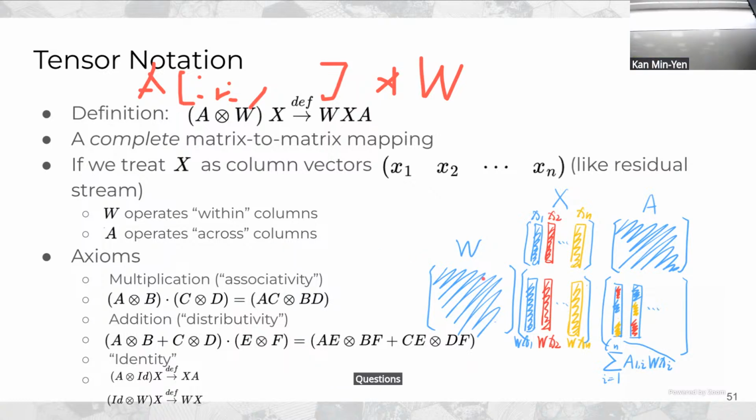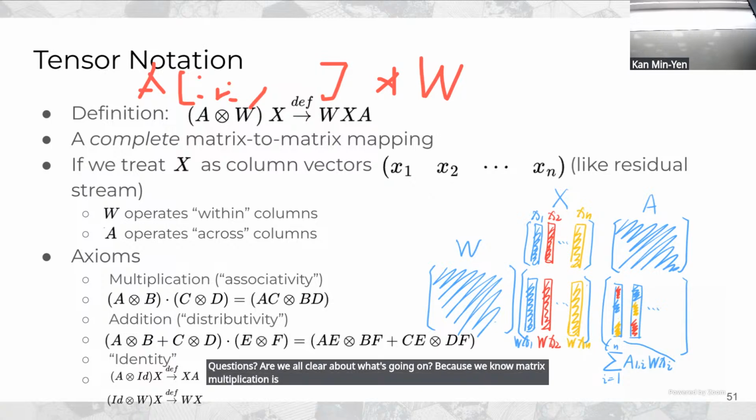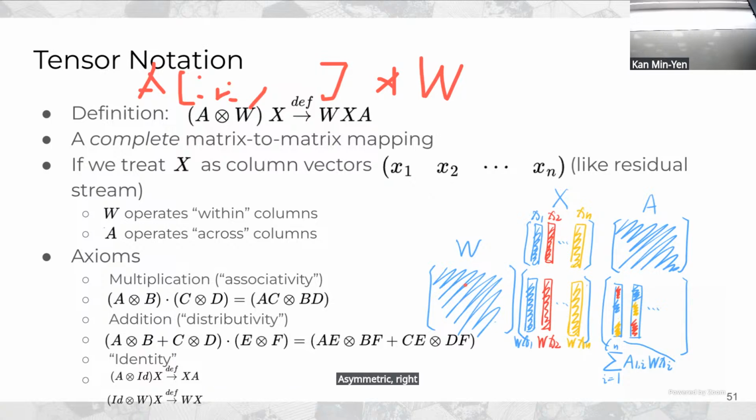Questions? Are we all clear about what's going on? Because we know matrix multiplication is asymmetric, right? Left and right. Yeah, I see. So I'll just go on.